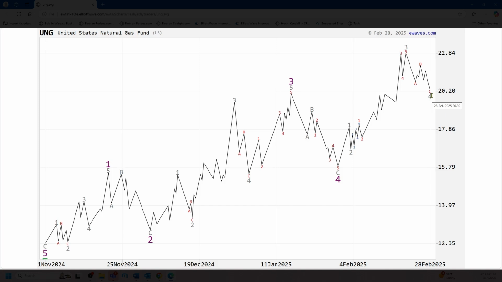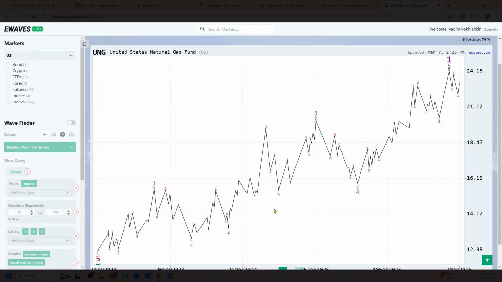expecting this ETF to rally at the very least above this wave 3 high, because that's what the wave pattern was calling for. And the rally came quicker than we expected. The very next day, UNG had jumped from its wave 4 low into this wave 5 rally.